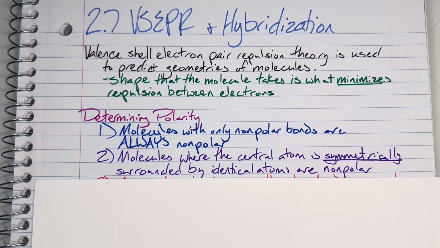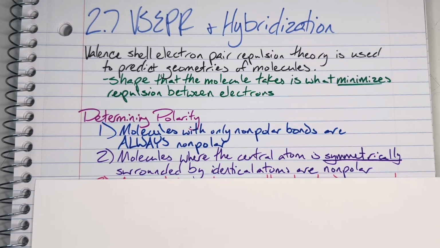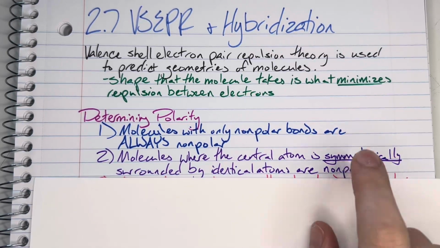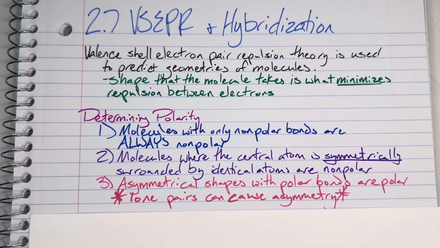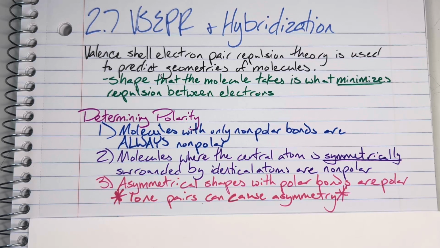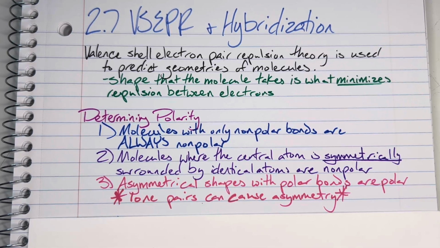Also, molecules where the central atom is symmetrically surrounded by identical atoms are also going to be nonpolar. Even if the bonds between the central atom and the surrounding atoms are polar in and of themselves, if we are symmetrical, then I am going to be nonpolar. And then the last rule is that asymmetrical shapes with polar bonds are going to be polar. So symmetry is going to be very important, and then the polarity of the individual bonds. But if I am asymmetrical and I have polar bonds, then I am going to be polar.